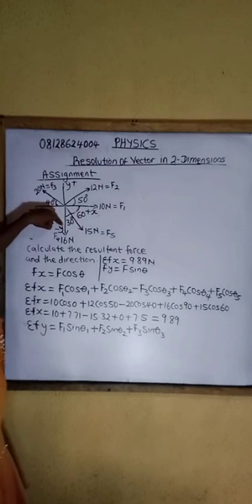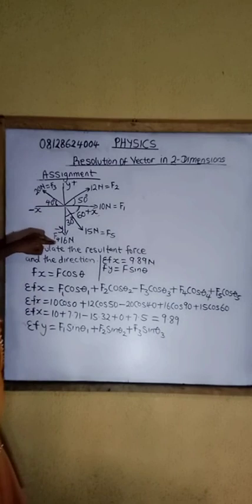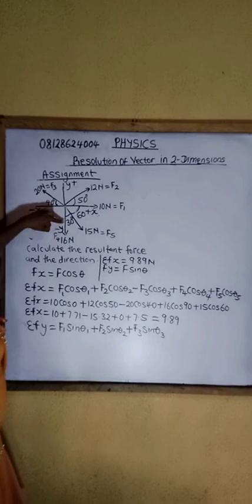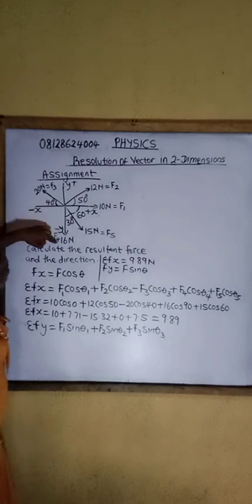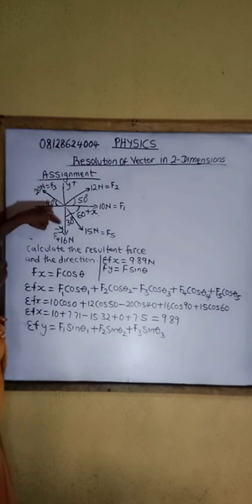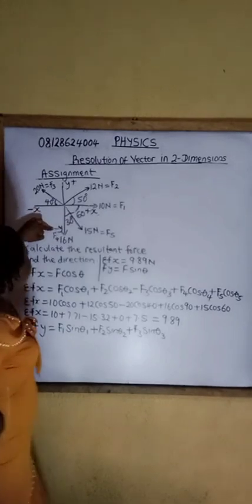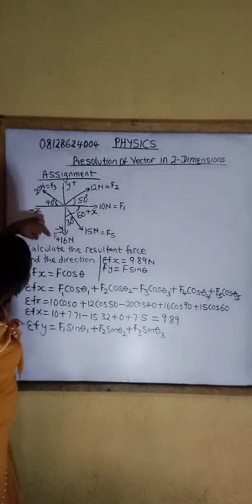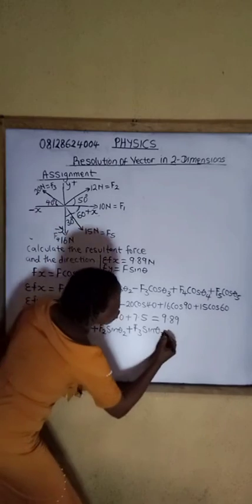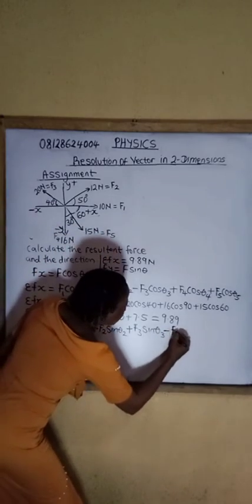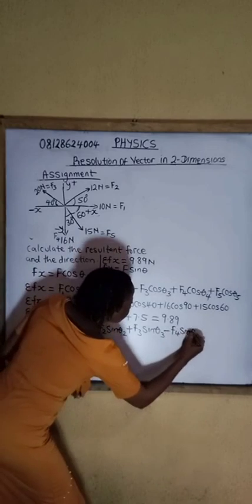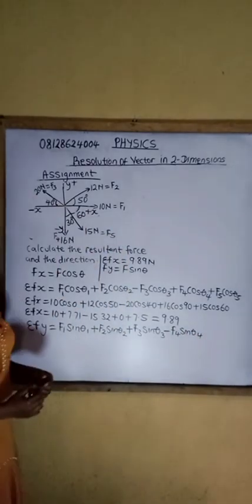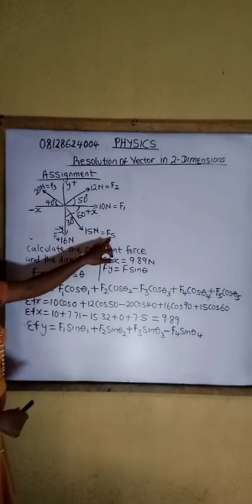Now, when we look at this F4 towards the Y direction, you can see F4 is already at the Y direction, which is negative. If it is towards the X direction, it will be positive. But F4 is at the Y direction, which is negative. So the sign there will be minus F4 sine theta 4. So let's move to F5.